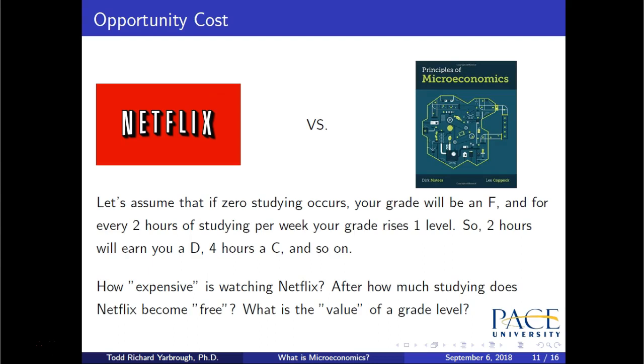4 hours of studying, C, so on and so forth. And so 8 hours of studying is going to get you that A. Okay? So the question, therefore, is how expensive is watching Netflix in the context of grades, right? So when we say expensive here, we mean this in the context of grades.